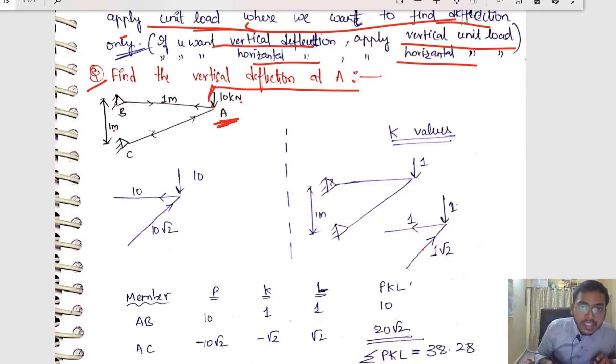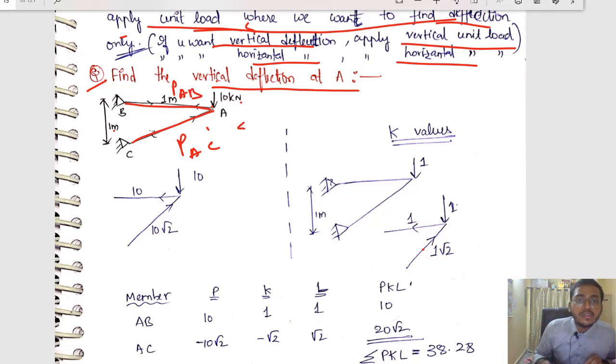That is the only reason why I am placing the unit load here. Remove the 10 kilonewton load and place a unit load there. Now calculate the axial forces because of this unit load. That will be your K1 and K2 values. Once you have these two values P and K, you have to summate sigma PKL by AE and you will get your answer. Simple enough. So let us calculate this problem. Let us find the forces. Let this be PAC and let this be PAB.